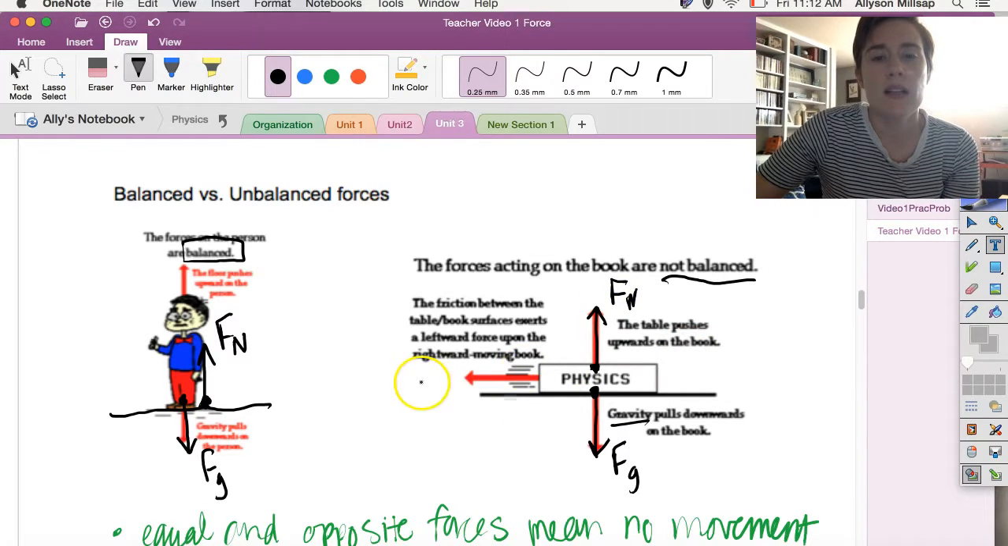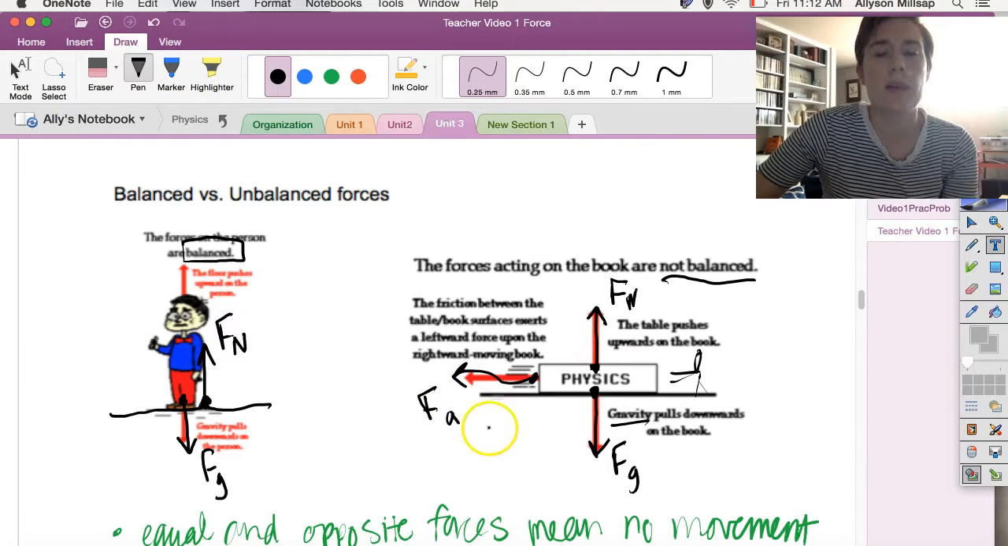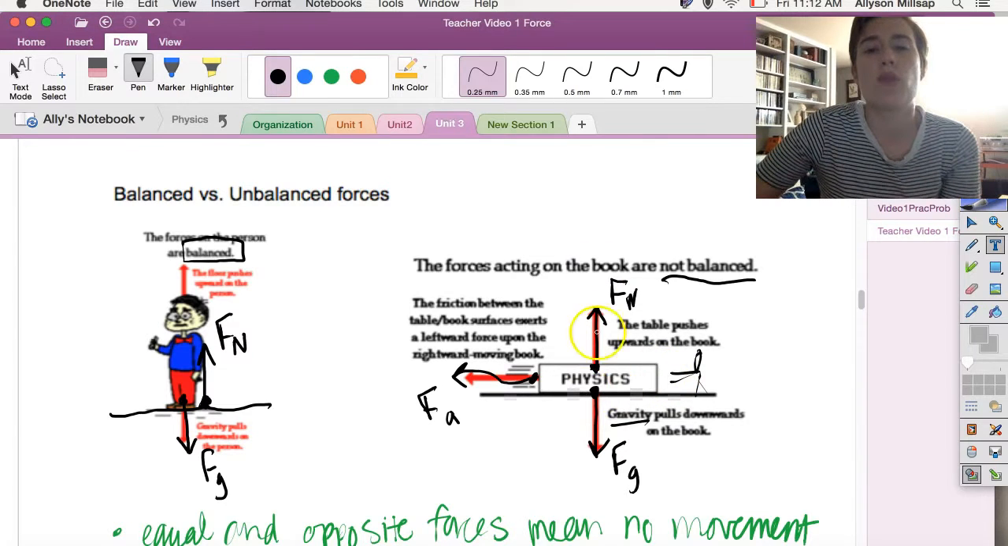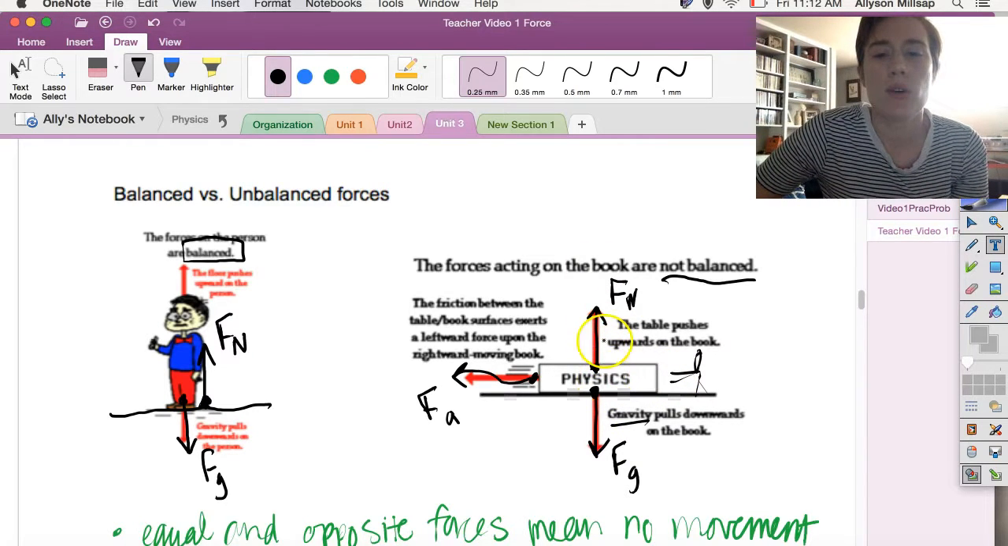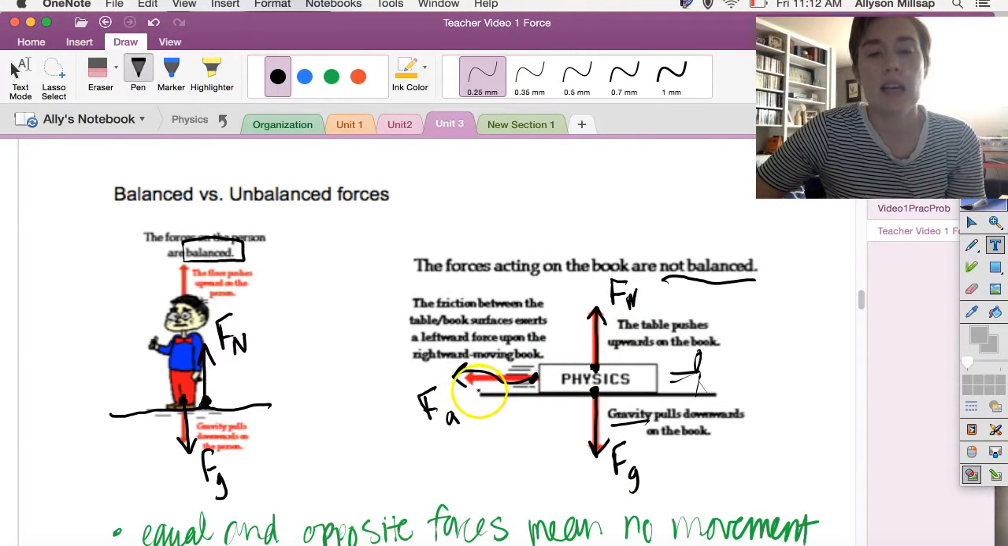And then you are standing right here, right? And you push your book. And so this is called applied force. When there's a push, it's called applied. So here the forces are not even. My force going up, my force going down, they equal each other out. Those are balanced. But my force to the left is unbalanced. So it moves. So that's really important.